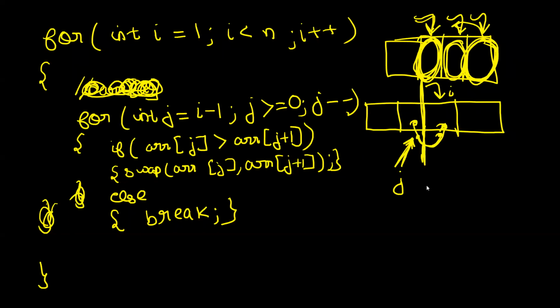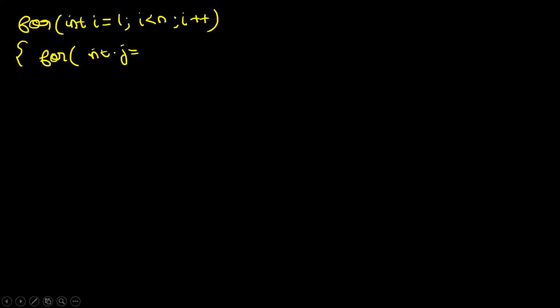Let's write the code and try to do a dry run, right? I think that will make it more clear. So j will start from here. Even if we don't put else, it will still work, right? But you will have to do extra comparisons. Why do you want to do that? It's always best to avoid that.